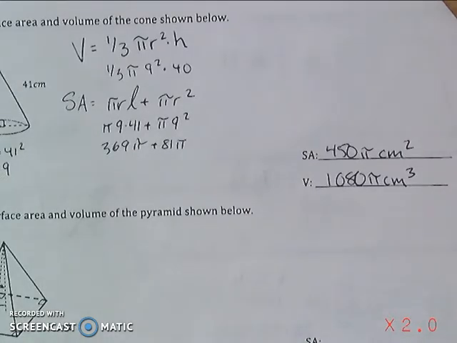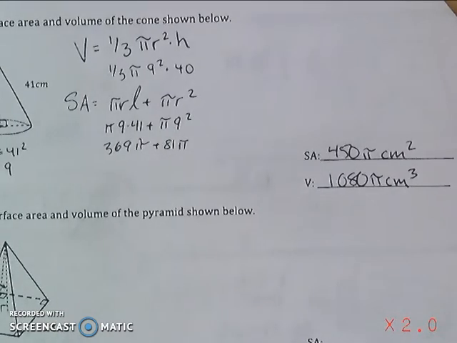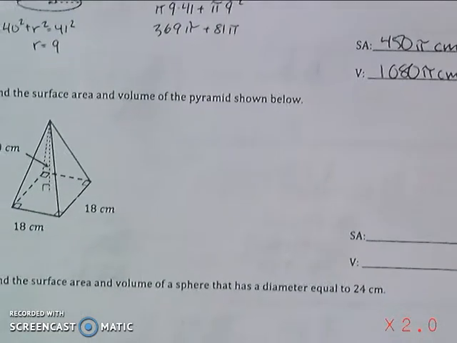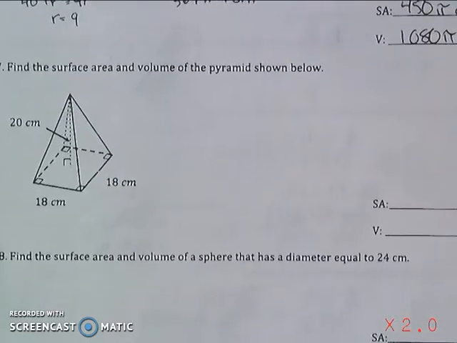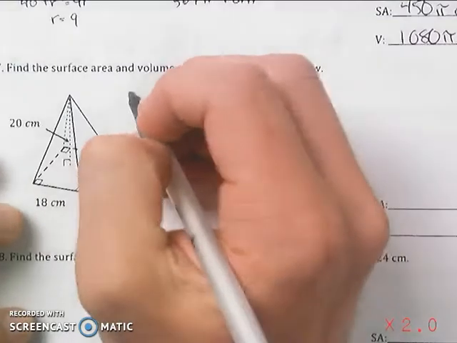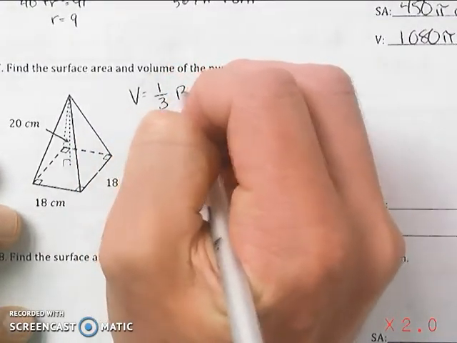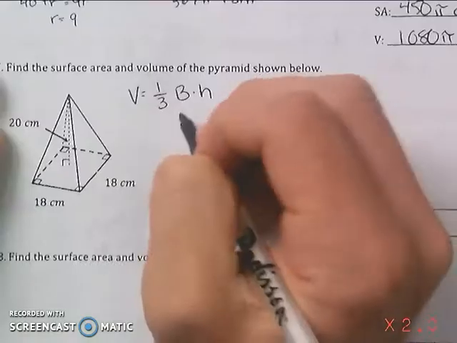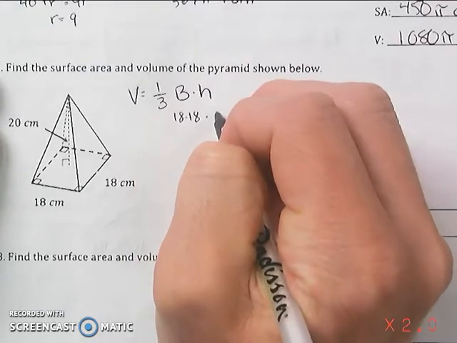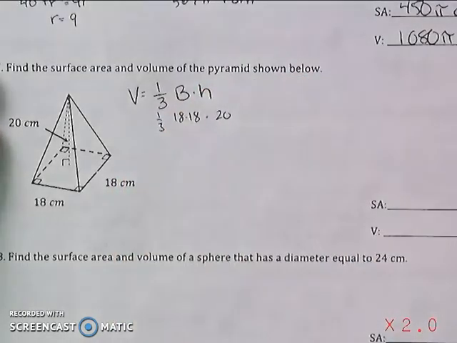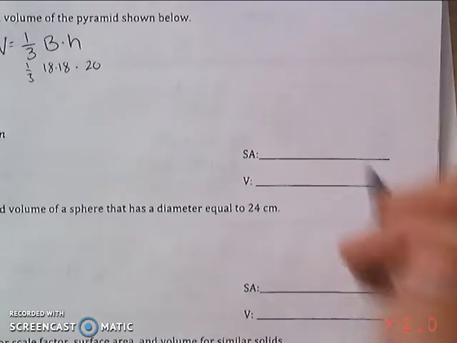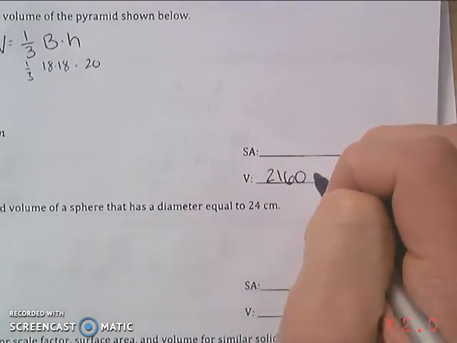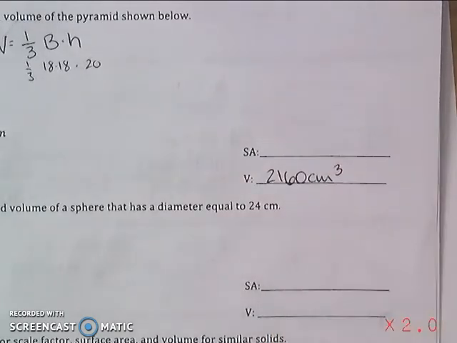Okay. Surface area and volume of a pyramid shown below. Okay. For this one, again, we're going to use that 1/3 business for our volume, but it's b times h. So whatever the base figure is. In this case, the base figure is a square. So this is going to be 18 times 18 times the height, which is 20. We're going to take 1/3 of that. So 18 times 18 times 20 divided by 3. And we're going to get our volume to be 2160. And this is going to be in cubic centimeters. Okay.